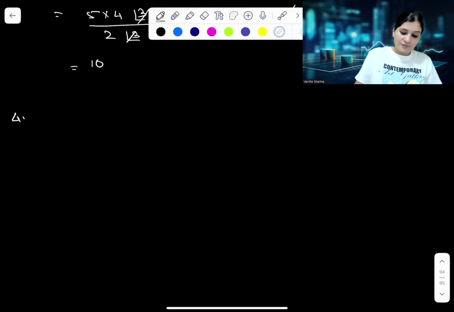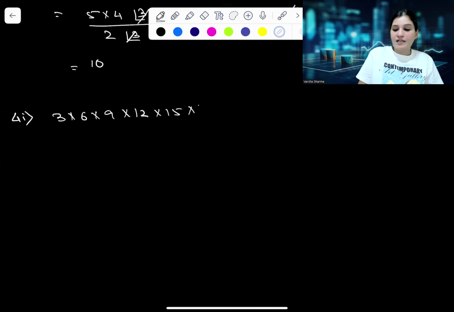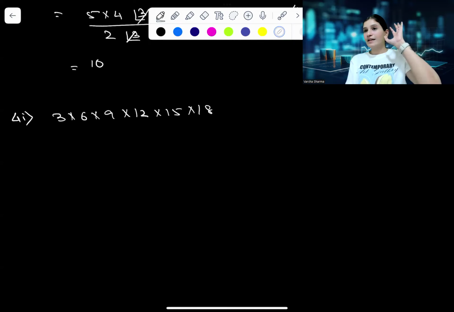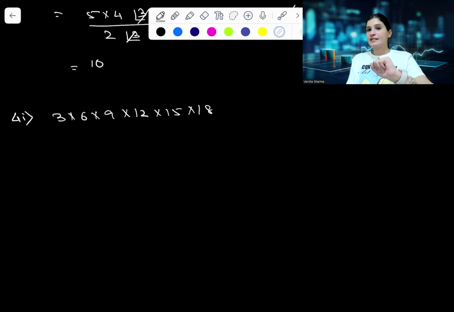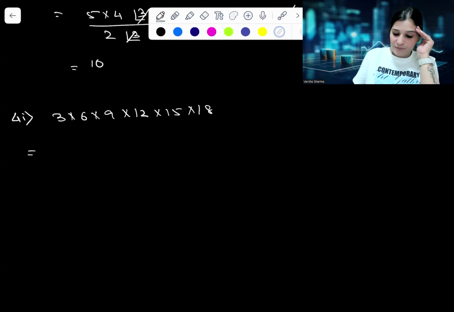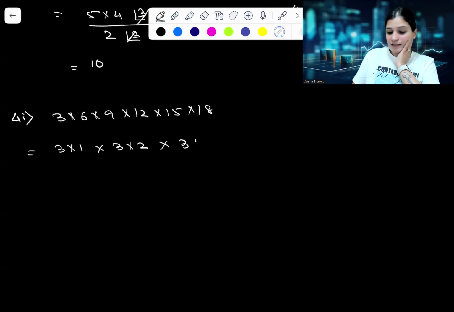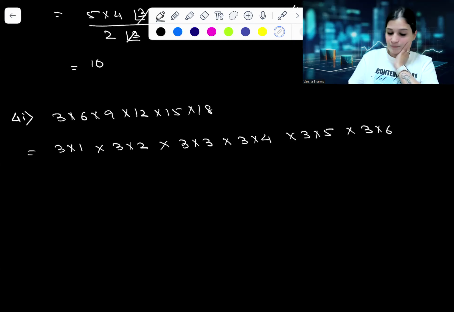Question number 4. 3 into 6 into 9 into 12 into 15 into 18. So earlier we did the sum with 5 stable. This is 3's multiples. So 3 can be written as 3 into 1. 6 can be written as 3 into 2. 9 can be written as 3 into 3. 12 can be written as 3 into 4. 15 can be written as 3 into 5. 18 can be written as 3 into 6.